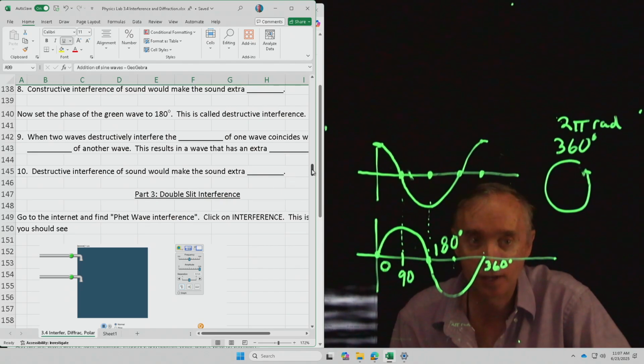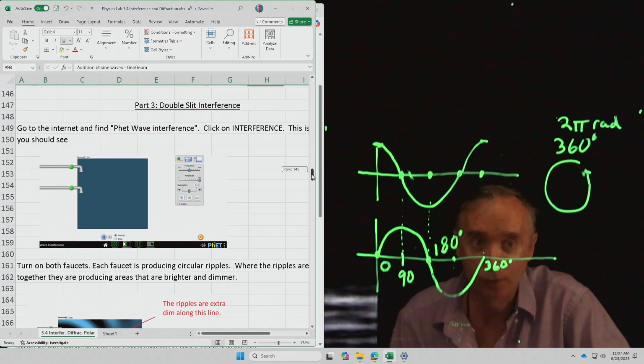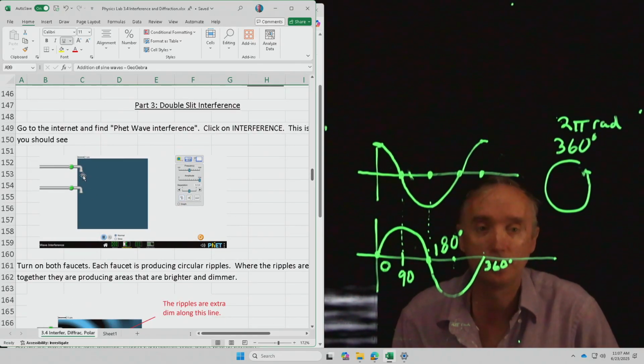So now you should have an understanding of what constructive and destructive interference are, and we're going to use that when we do double slit interference in just a moment.